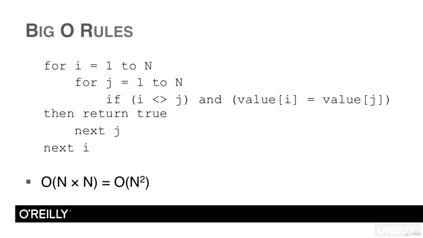Here, the for i loop runs through the n items in the array. For each of those items, the for j loop also runs through the n items in the array. That means the algorithm's behavior is order n times n, or order n squared. That's how Rule 4 works. If an algorithm performs g of n steps for each of f of n steps, its behavior is order f of n times g of n.